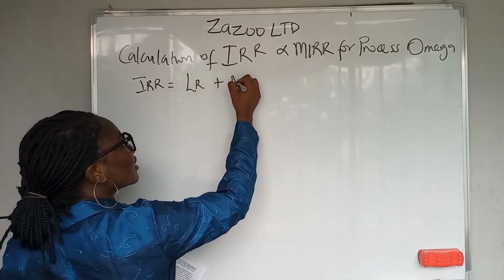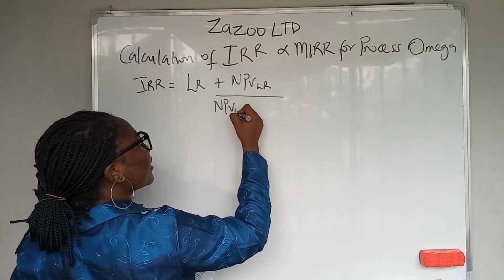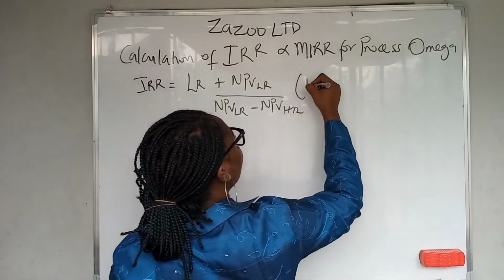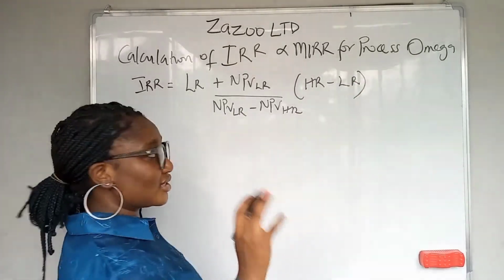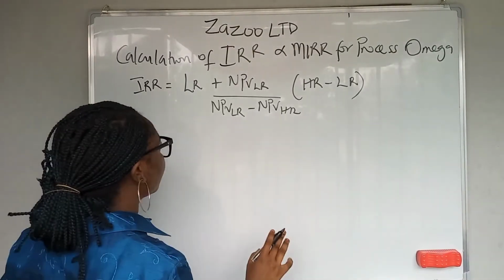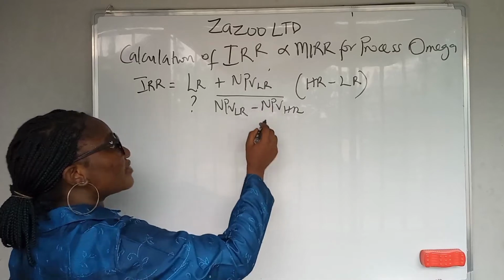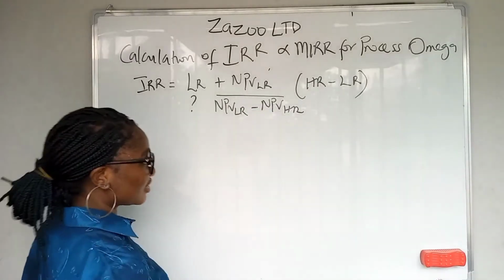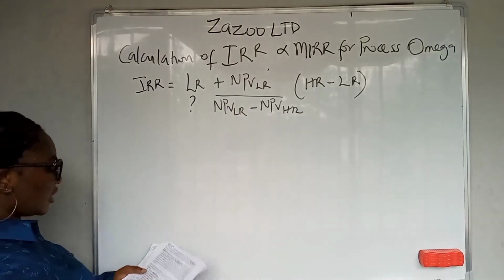Lower rate plus NPV associated with lower rate over NPV associated with lower rate minus NPV associated with higher rate, into higher rate minus lower rate. We have used this formula many times in our previous classes, so you already know the formula. You now start asking yourself, where is my lower rate? Where is my higher rate? That's where we'll now take you to discounting, okay? Because you can even get a mark for stating this formula.